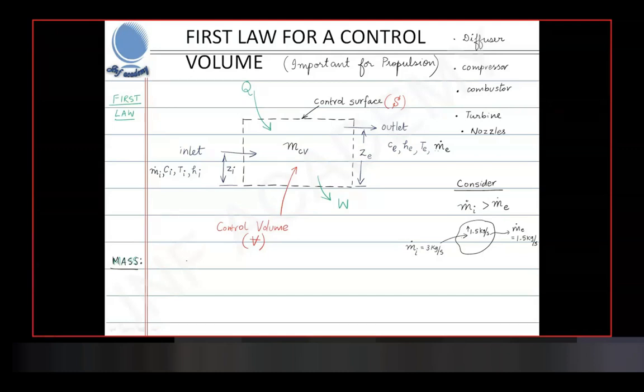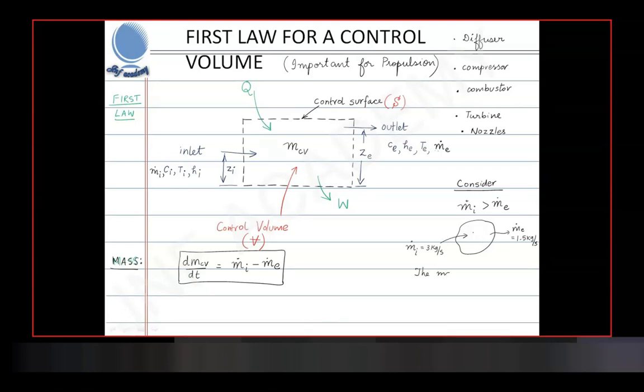So you see that the rate at which the mass of the control volume increases will be equal to m dot I minus m dot E. Did you all understand? This equation is what I'm trying to explain. I was giving numbers to just make it simple. Okay, it's a very simple logic. Imagine if you have 3 kilogram per second entering and 1.5 kilogram per second leaving. Then what will happen to the mass of the control volume?